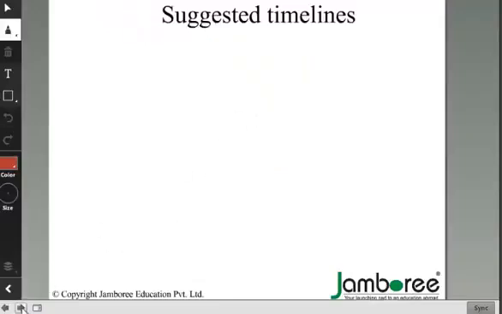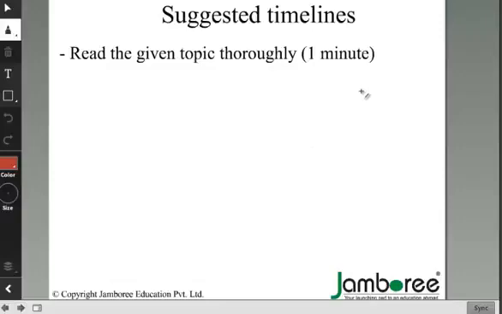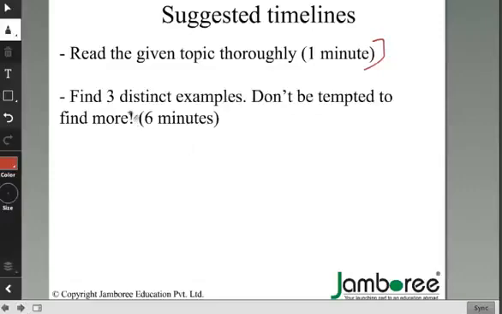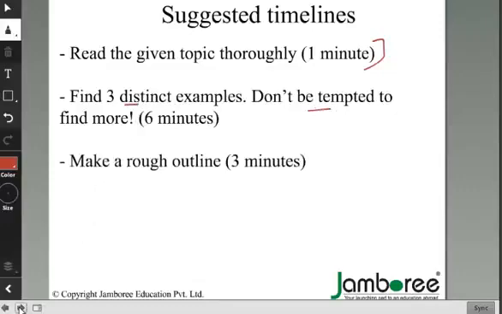These are some suggested timelines. These are not hard and fast. Spend about a minute reading the topic. Find 3 distinct examples. I'll talk about what I mean by examples. 3 points, if you have got 3 points, that's enough. Don't be tempted to find more. Make a rough outline. Take about 3 minutes to do that. Then write. For the actual writing, you should devote about 15 minutes.